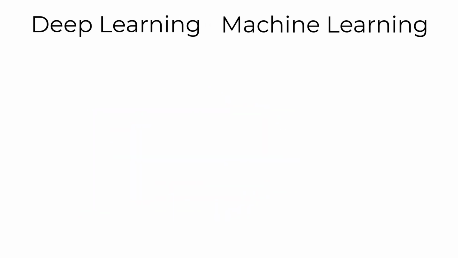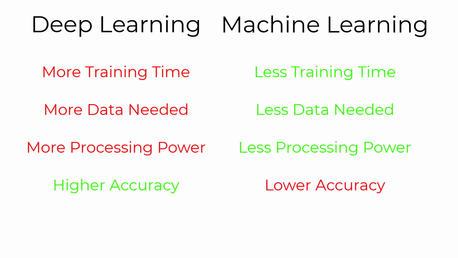Because deep learning models are much more complex than machine learning models, they generally take a lot more time to train. Deep learning models also require far more data and processing power than machine learning models. However, deep learning models are also more accurate than machine learning models.